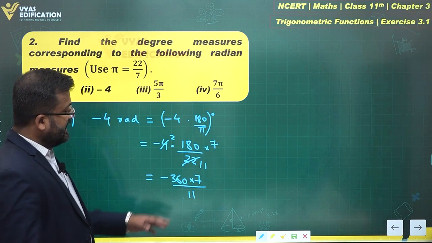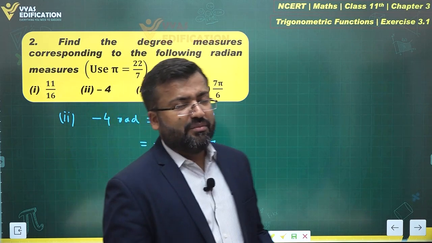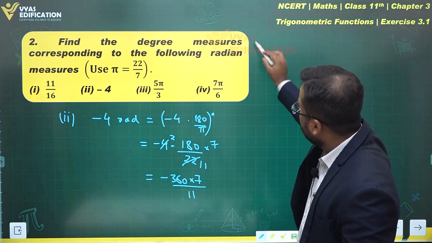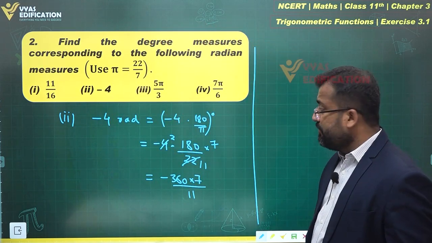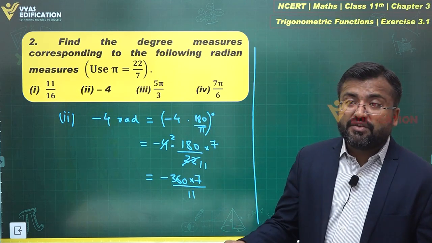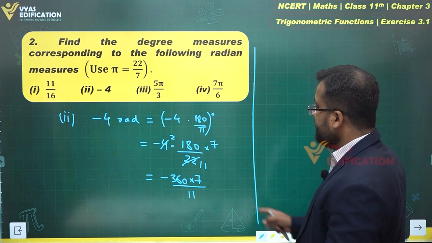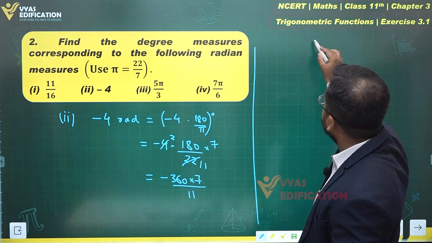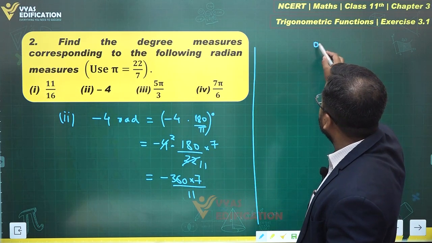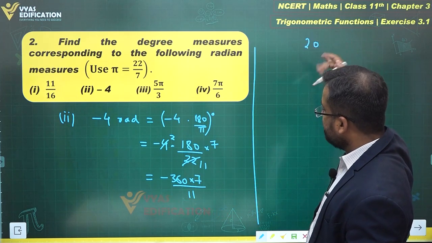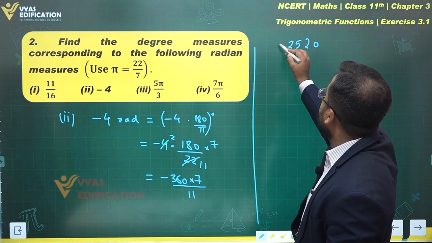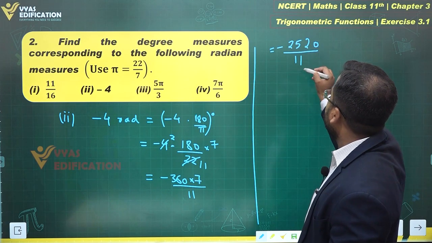In terms of degrees, we'll have to divide by 11. That would be slightly difficult, but we can always do that. Division by 11 would not be an issue. But we have to convert in terms of degrees, minutes and seconds. Let's do that. This is 7 times 6, 7 times 0 is gone, 7 times 6 is 42, 2 and 4 carry, 7 times 3 is 21, 2 5 2 0. This is minus 2520 upon 11 degrees.